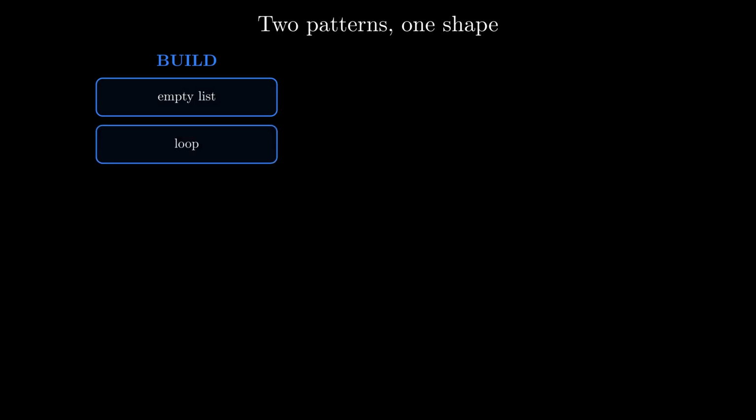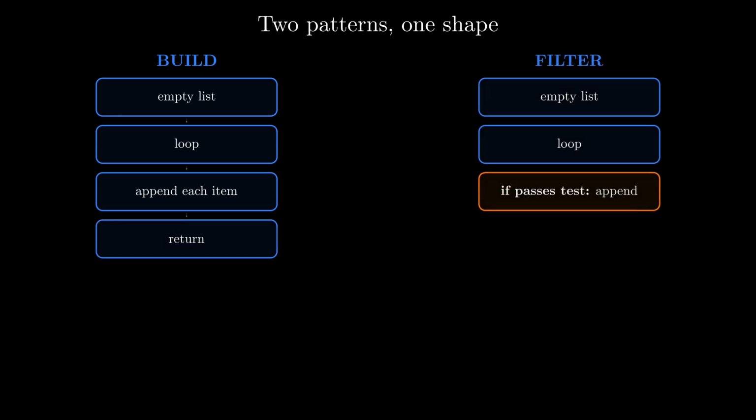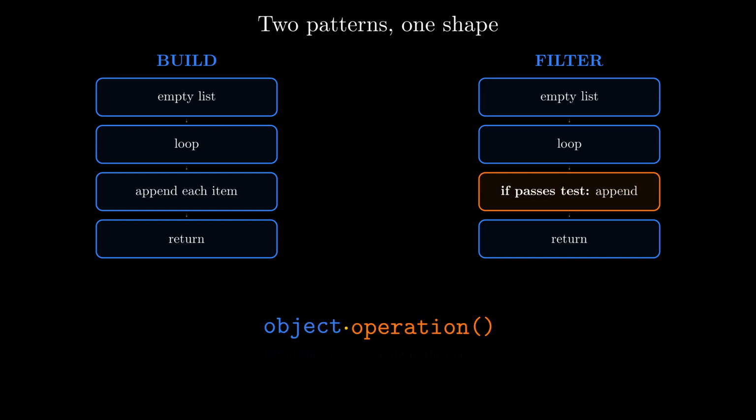2 patterns, 1 shape. To build a list, start empty, loop, append each item you want and return it. To filter a list, do exactly the same, but append only the items that pass a test. And underneath both sits dot notation, the object on the left, the operation on the right. For now, just remember which functions use the dot. Soon, when you build your own object types, that dot will be everywhere.